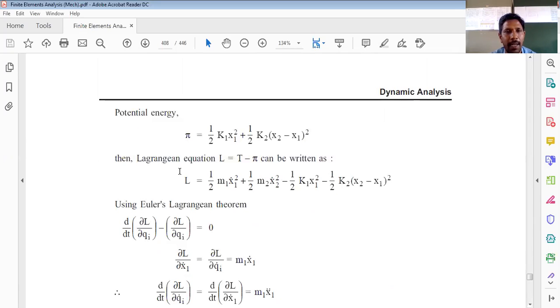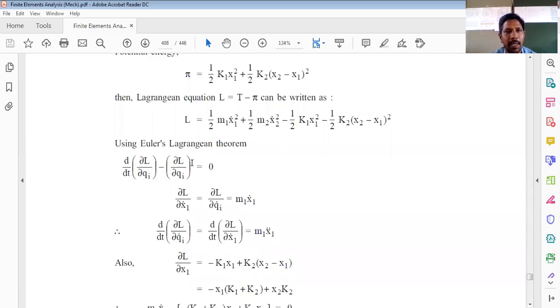Therefore, the Lagrangian equation of motion can be derived by taking L is equal to T minus pi. I have written T here and also pi. Using the Euler-Lagrange equation, that is d by dt of dou L by dou Qi dot minus dou L by dou Qi is equal to 0. This is dou Q dot actually.